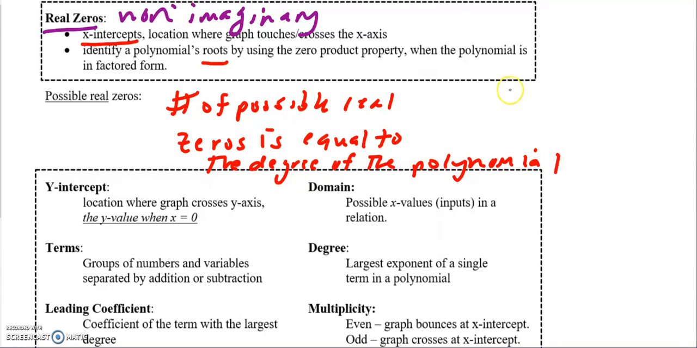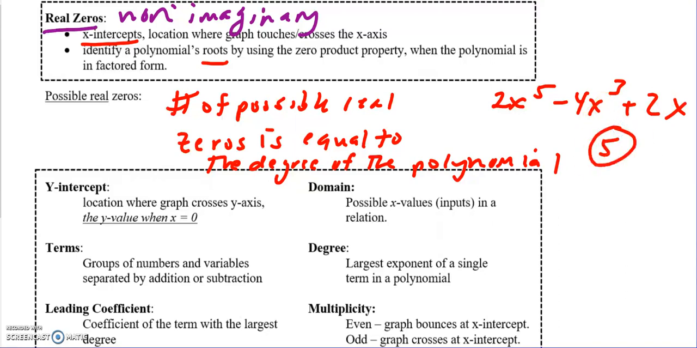So if I, again, make up an example like 2x to the fifth minus 4x cubed plus 2x, if I give you this polynomial, the number of possible real zeros or roots would be 5. That's the total possible, but just like the turns, it is possible that some of them could be imaginary, so it's the max number of real zeros here.